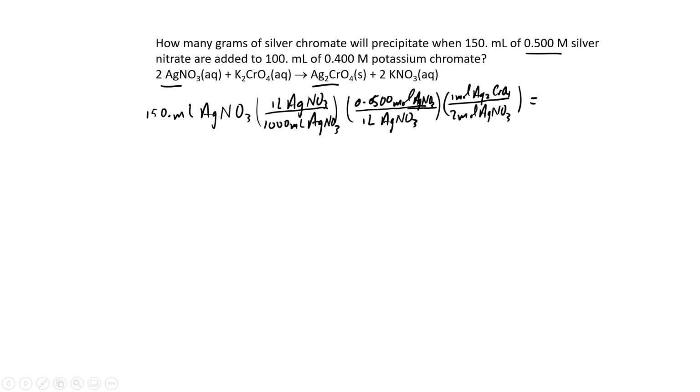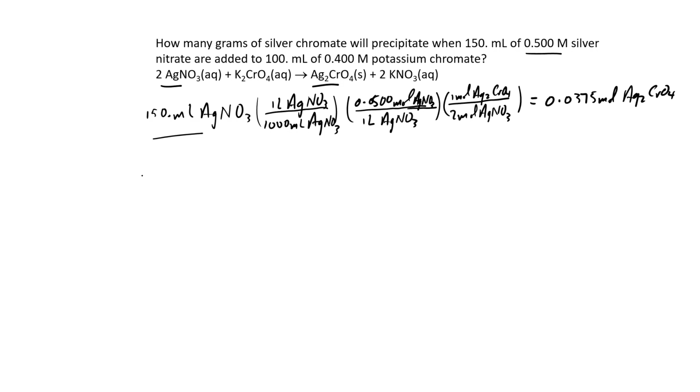So let me do that on my cheap calculator. 150 divided by 1000 times 0.5 divided by 2. Okay, so the answer I got here is 0.0375 moles, all right, of silver chromate, all right? So that's basically how we do the calculation of the moles of silver chromate, starting with the volume of silver nitrate. The next step is to do the same thing with the potassium chromate.